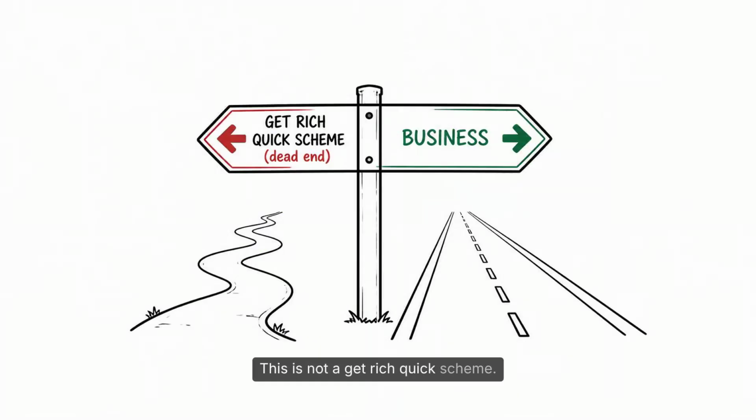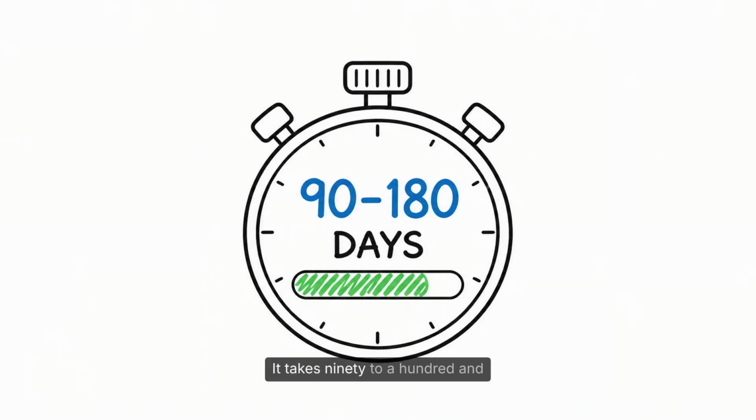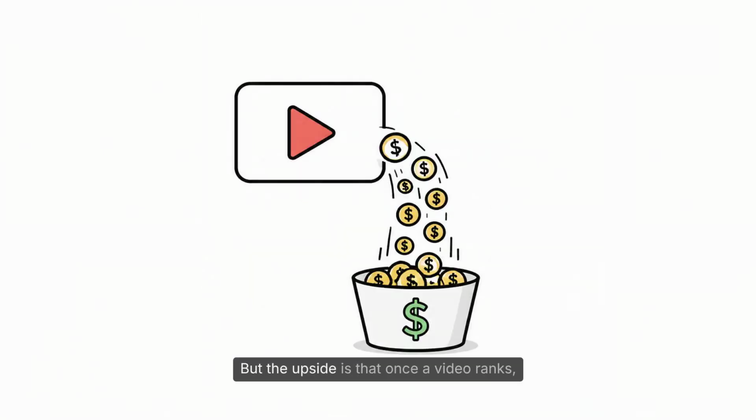This is not a get-rich-quick scheme. It is a business. It takes 90 to 180 days to get real traction. But the upside is that once a video ranks, it keeps earning. Every week, every month, without you doing anything else.